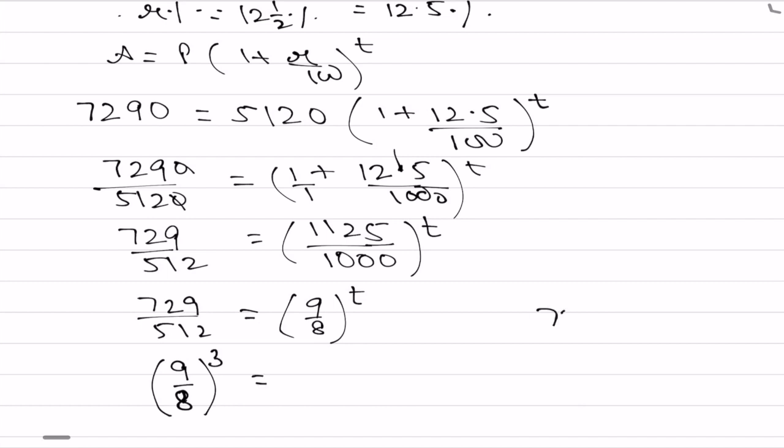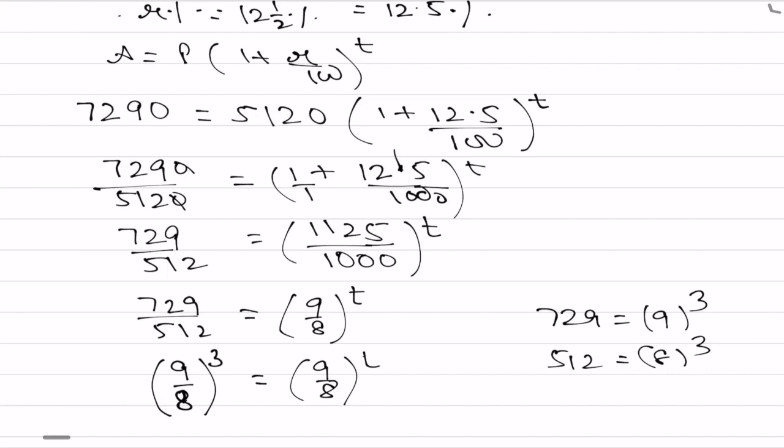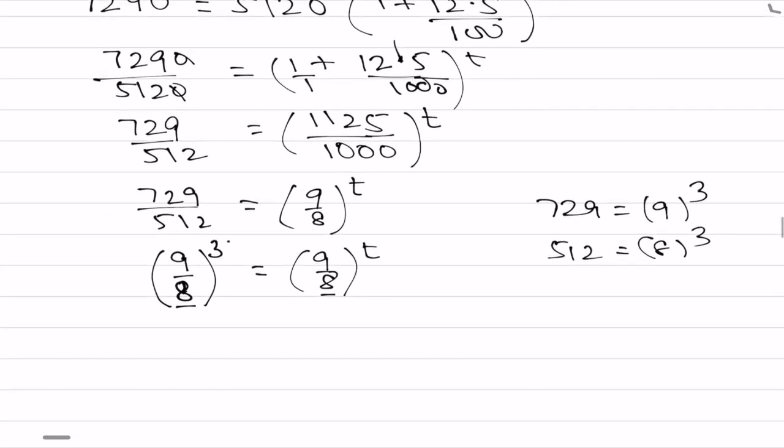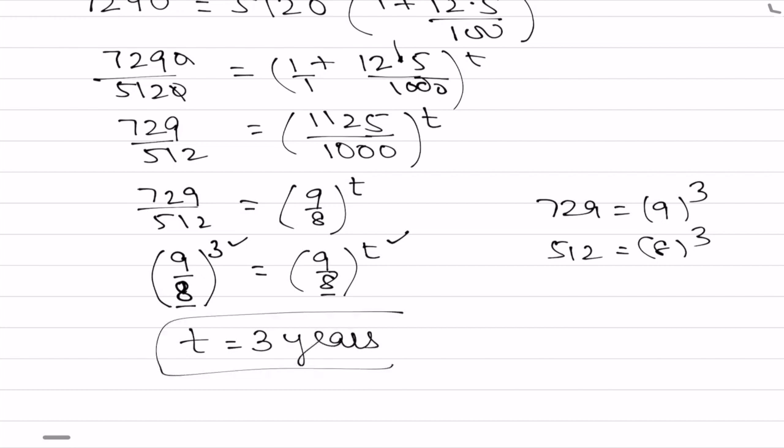So 729 is the cube of 9 and 512 is the cube of 8. So on both sides we can see the bases are the same. When bases are the same, we will equate the powers. This law we have already studied in the chapter indices. So time is equal to 3 years. This is the answer.